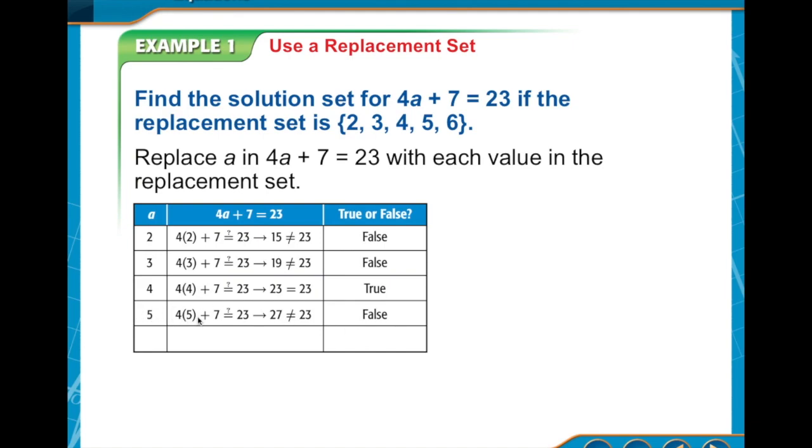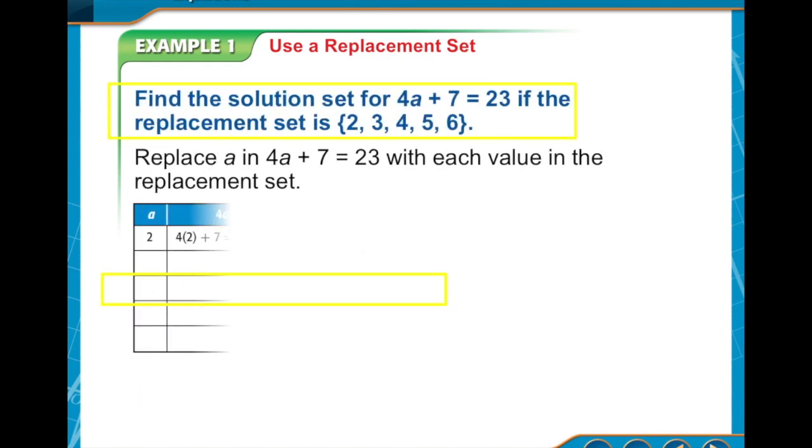5 comes out to be a lie. We get 27. That's not equal to 23. And 6 comes out to be a lie as well because 31 does not equal 23. So out of our whole replacement set, all of these 5 numbers here, the only number that works is 4. So 4 is true. Everything else is not.